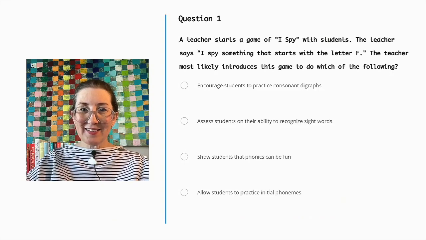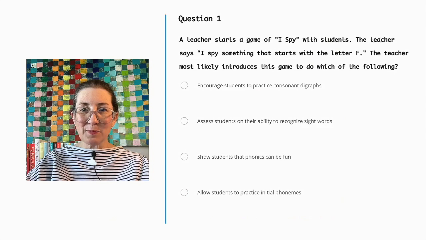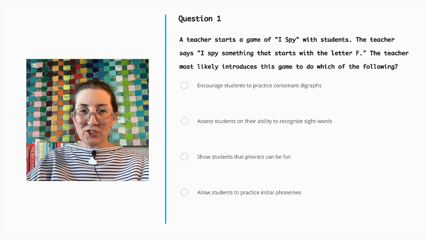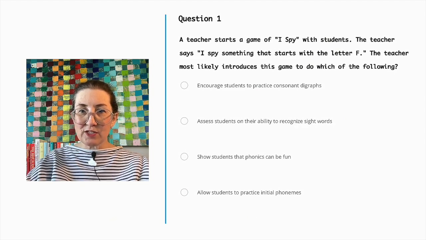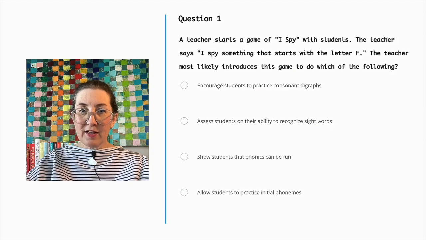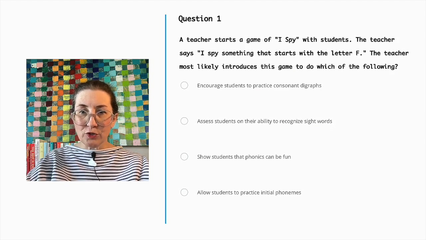Question number 1. A teacher starts a game of I Spy with students. The teacher says, I spy something that starts with the letter F. The teacher most likely introduces this game to do which of the following? Encourage students to practice consonant digraphs. Assess students on their ability to recognize sight words. Show students that phonics can be fun. Or allow students to practice initial phonemes.